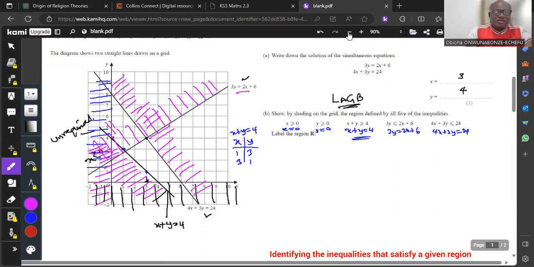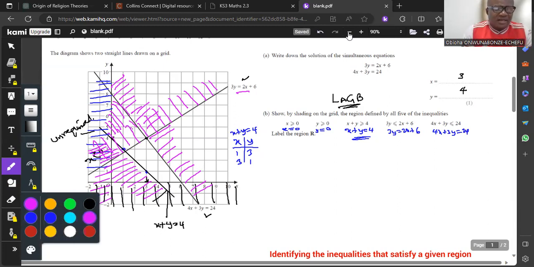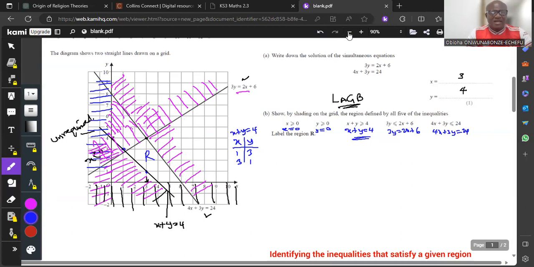So remember that here is also shaded. So don't make the mistake, because any region above is shaded. So label the region R. So you can guess the region that we're looking for. It is this region. The label is R.